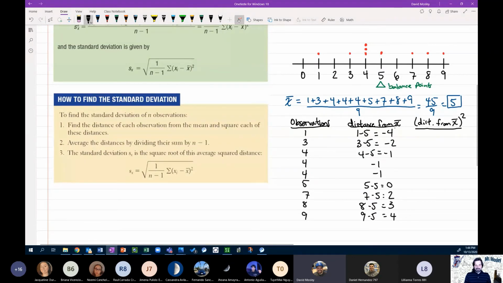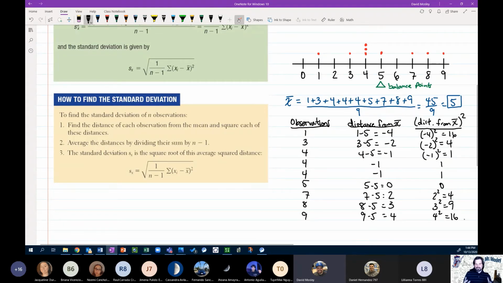And now we take the numbers from the distance from the mean and square them. -4 squared, we get 16. -2 squared, 4. -1 squared, we get 1, 1 and 1. 0 squared is 0. 2 squared, we get 4 again. 3 squared, 9. And 4 squared, we get 16.